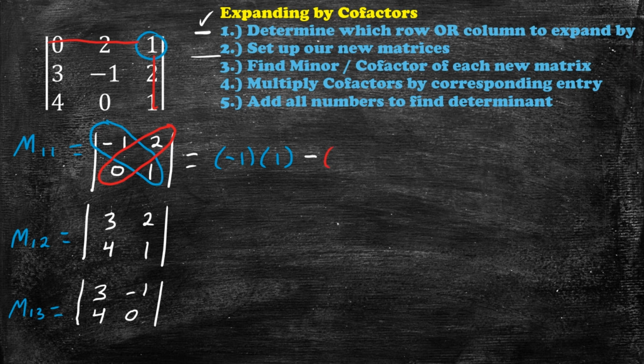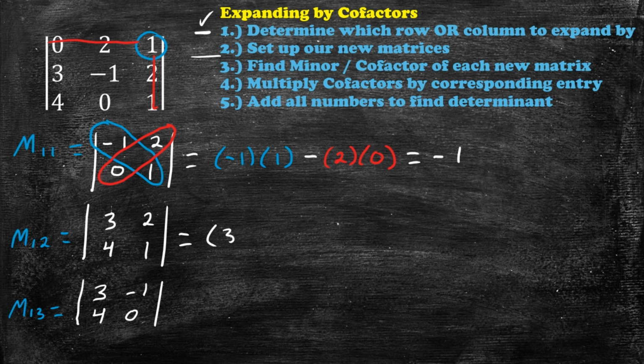So that is 2 and 0, like that. So that's how you find your determinant or your minor for that matrix. So what we have here is -1 times 1 is -1 minus 2 times 0, which is 0. So we have -1. All right, so let's continue on here.